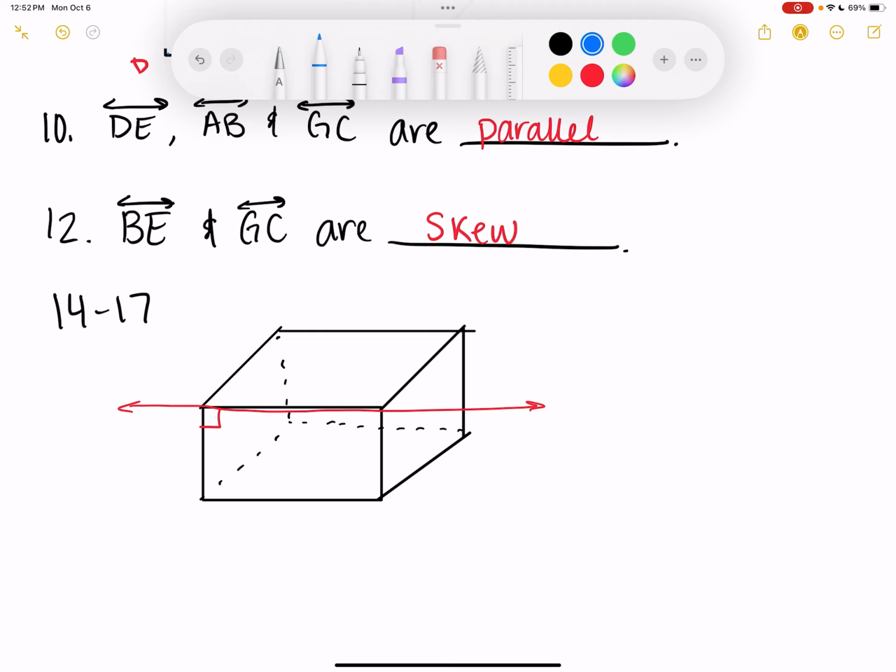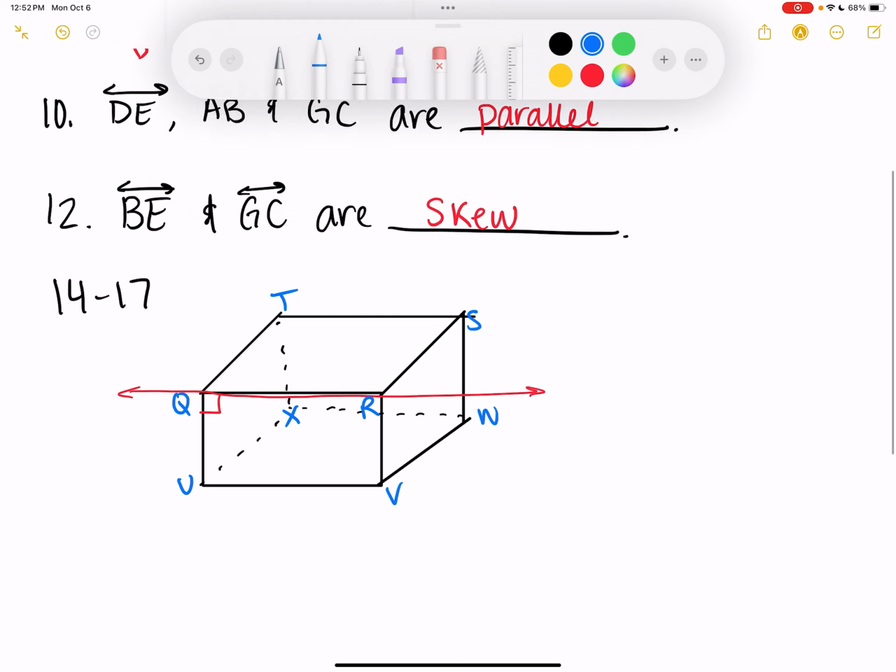And then these letters. And again, on this one, you don't need to copy this picture over. You're just using it to answer the questions. But it's obviously easier if you have it in front of you.